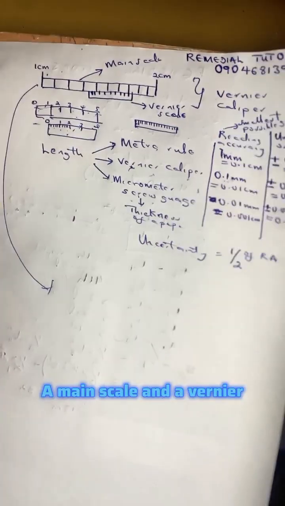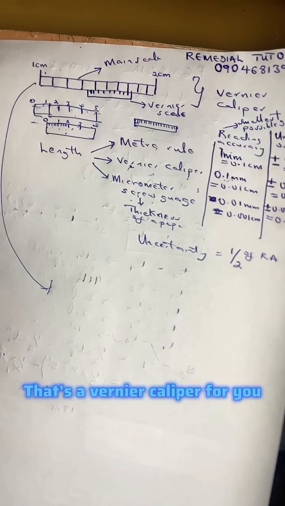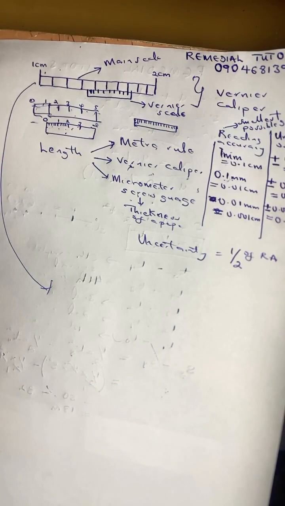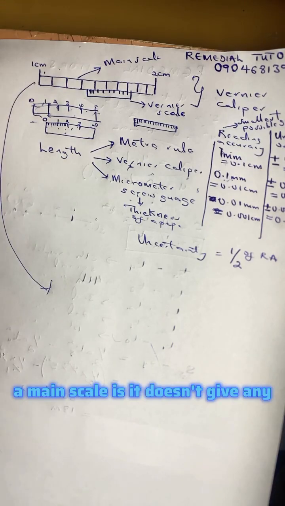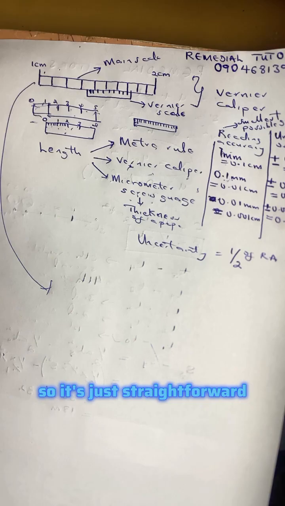A main scale and a vernier, two scales. That's a vernier caliper for you. It's made up of two scales, a main scale and a vernier scale. A main scale doesn't give any confusion, so it's just straightforward.